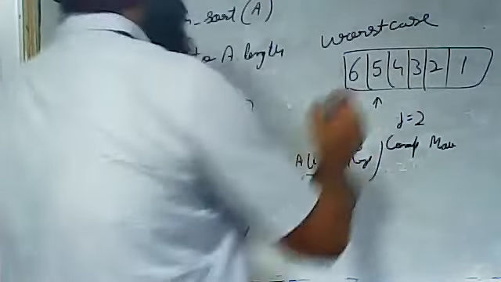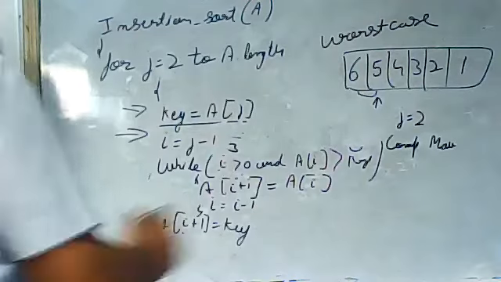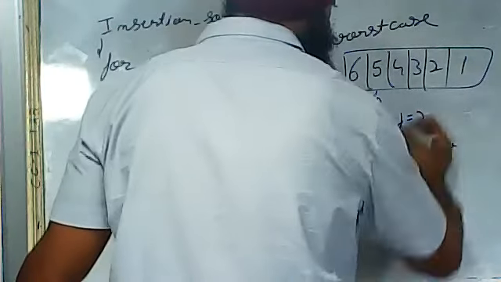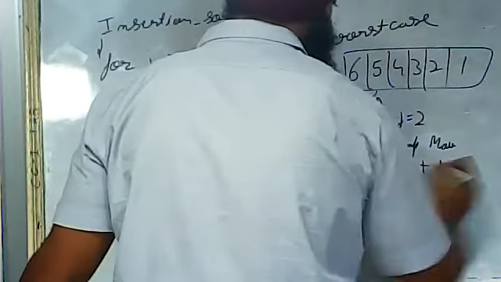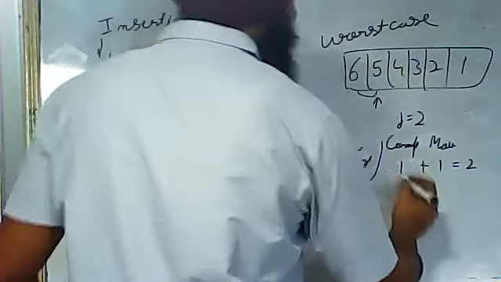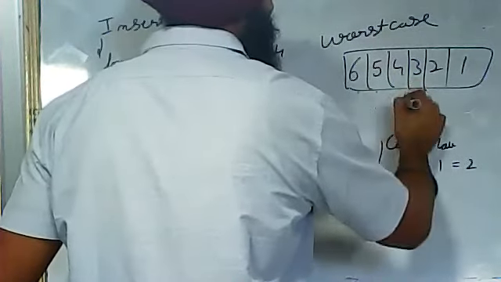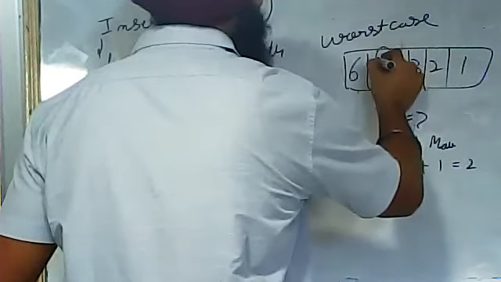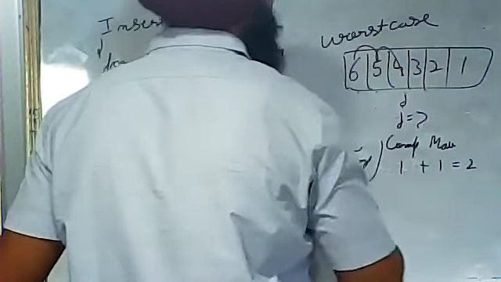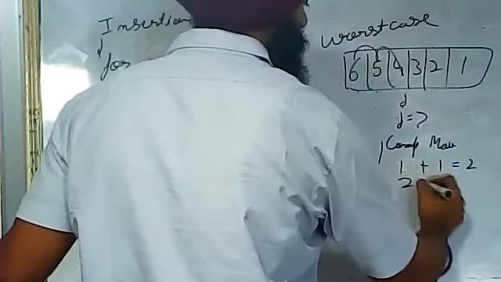So if I compare this one, how many comparisons will there be? One comparison for j equals 2 and one movement. That will become a total of two things. Then for j equals 3, we'll have to compare it with this one and this one also. So there will be two comparisons and two movements.